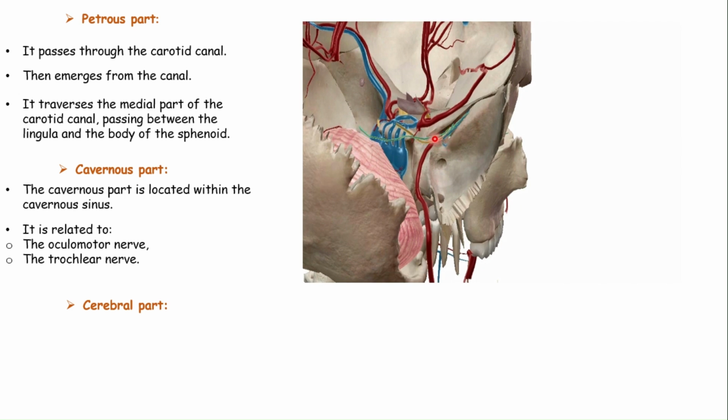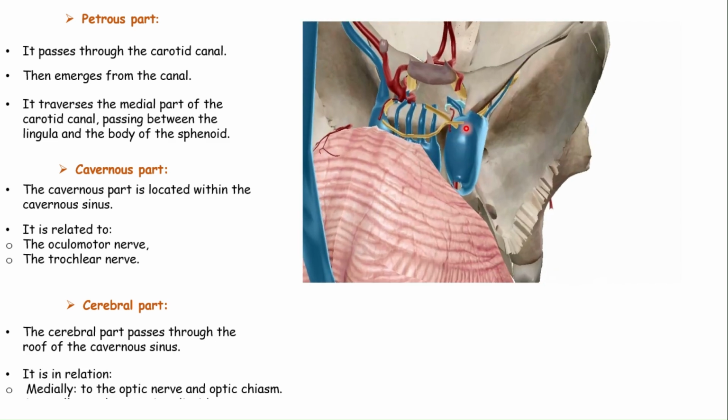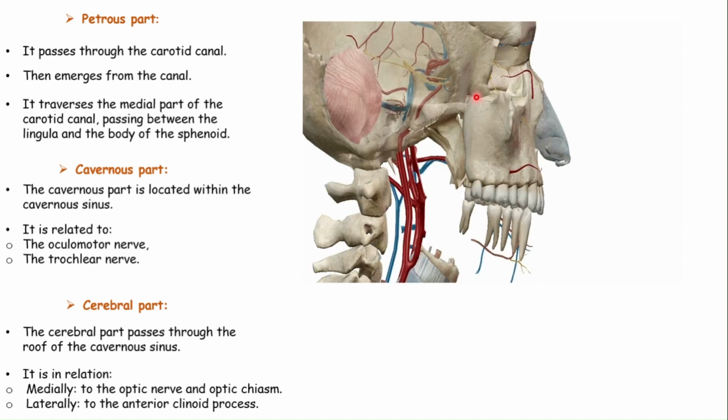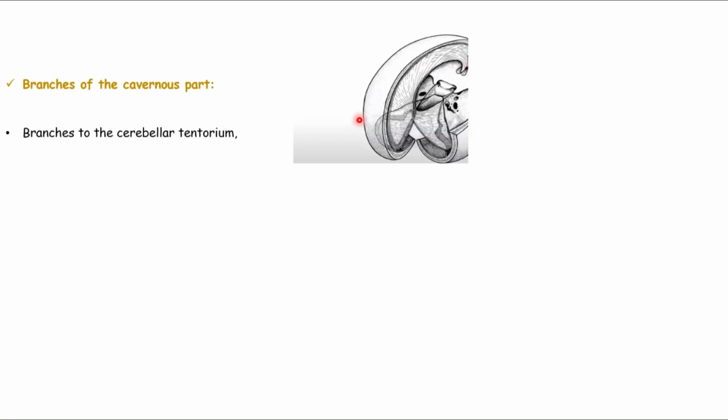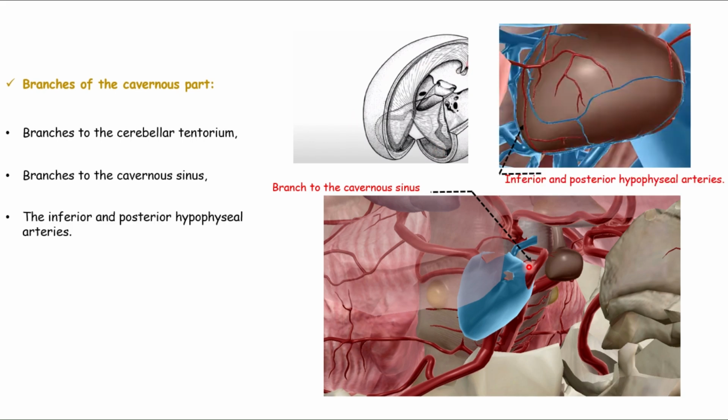The cerebral part passes through the roof of the cavernous sinus. It is in relation, medially, to the optic nerve and optic chiasm, and laterally, to the anterior clinoid process. The cavernous part gives several branches. Branches to the cerebellar tentorium, branches to the cavernous sinus, and the inferior and posterior hypophyseal arteries, supplying the posterior lobe of the pituitary gland.